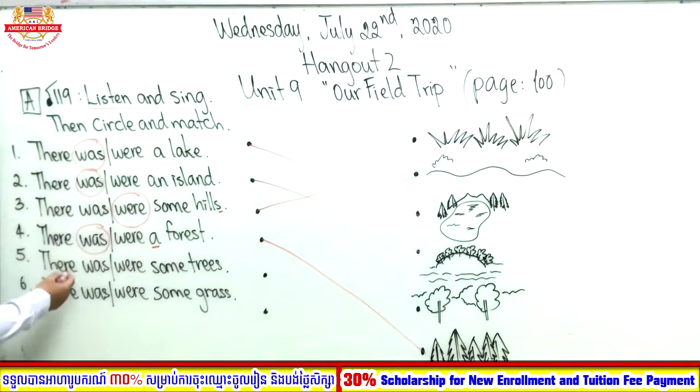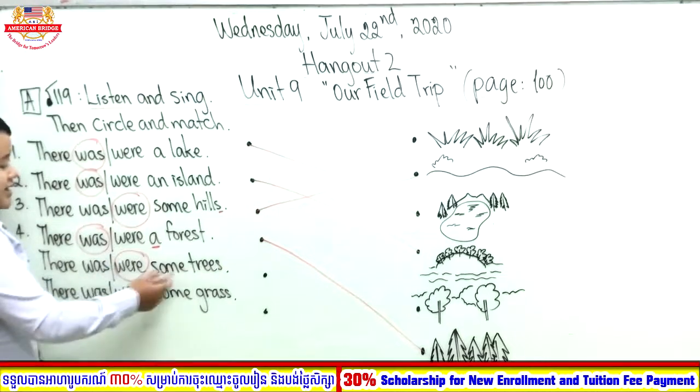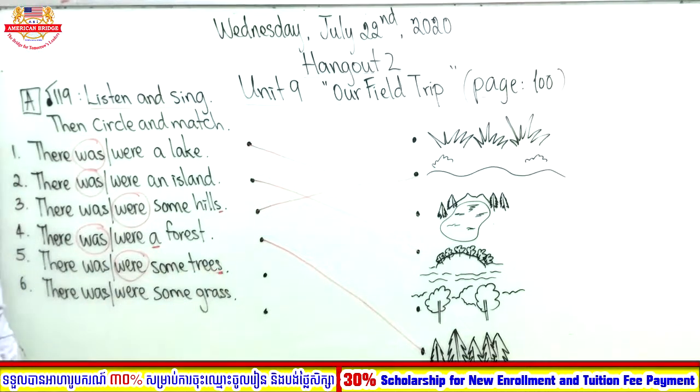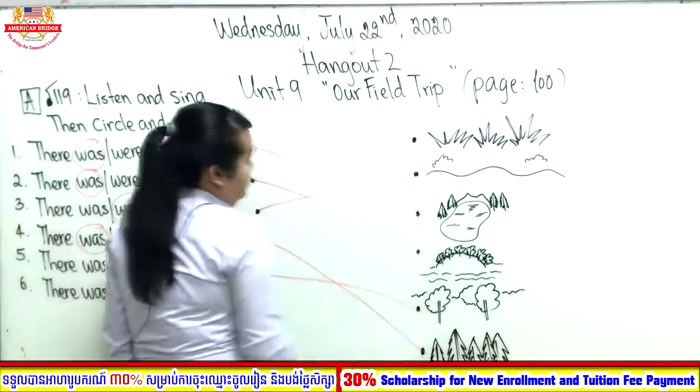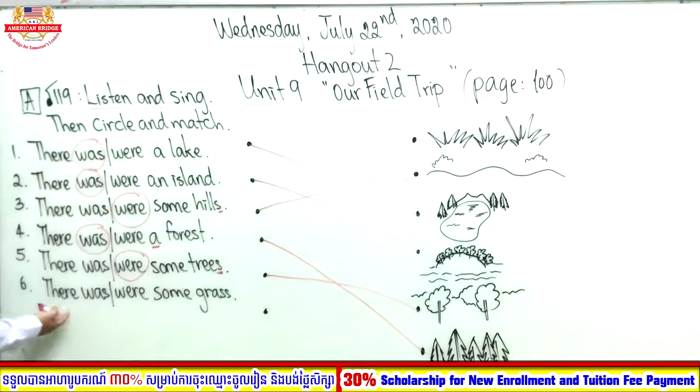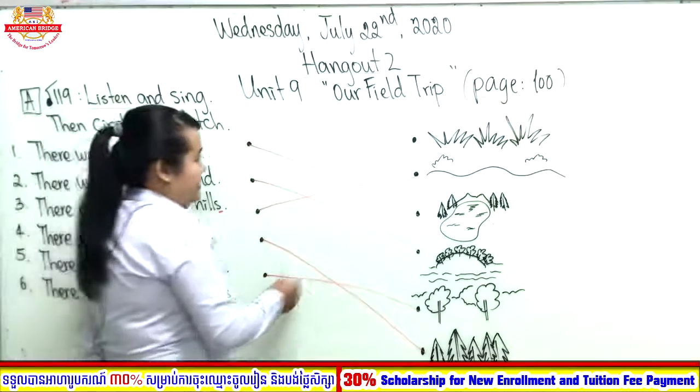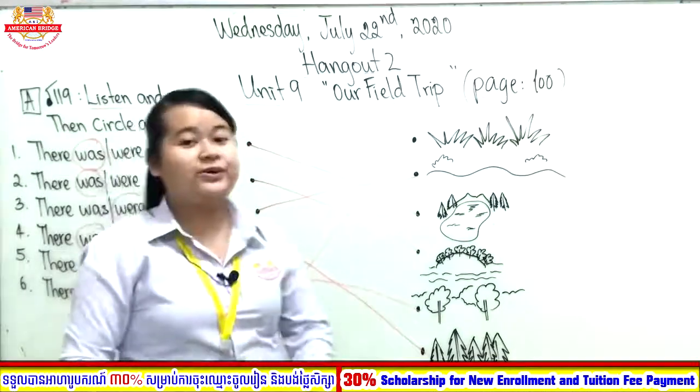Number 5. There was or there were some trees. Great. Okay, so this one is there were some trees. We call it trees, we have S, right? So we need to find where is the tree. Great. So this one, right? Okay, so we need to match in here. And move to the last one. There was or there were some grass. Great. So the correct one is there was some grass. So where is the grass? In here, right? So teacher hopes that you got them all correct.